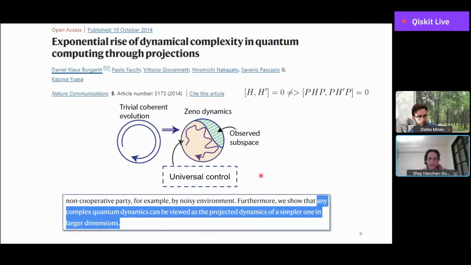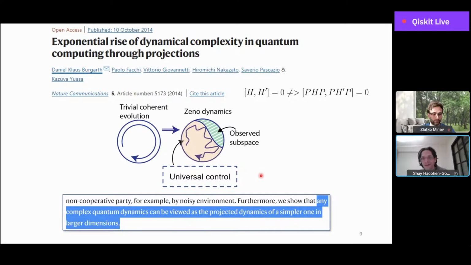But they also showed the converse, and that is that any complex quantum dynamics can be viewed as the projected dynamics of a simpler one in larger dimensions. Now, this work is nice, I think, also on the philosophical level, because, and again, I want to relate it back to Zeno. I think this work tries to tell us, and I'll be a little bit provocative, I may get a lot of backlash here, but I'll be brave and say it, that at least on the mathematical level, measurement can be regarded as an illusion.